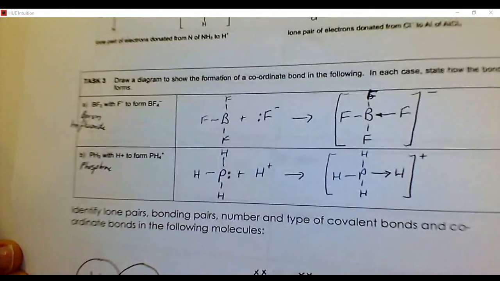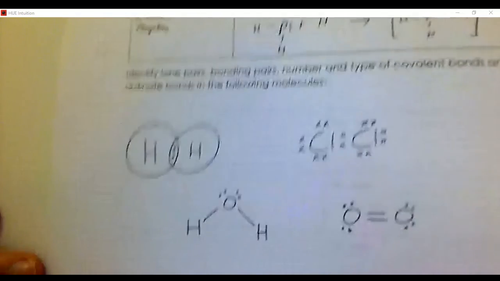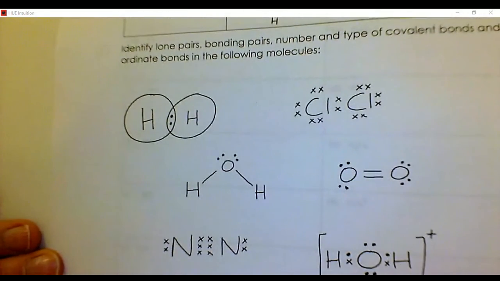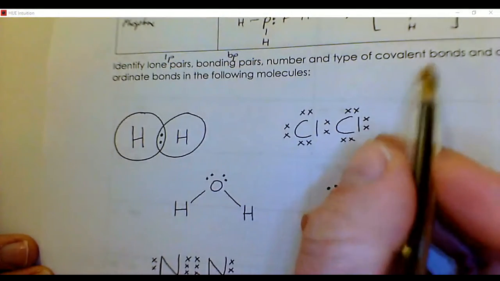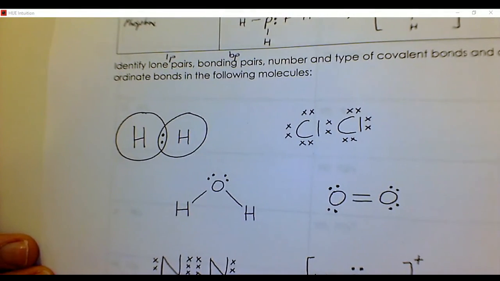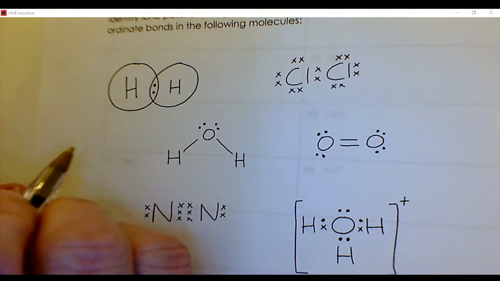Okay, and the last task is just to identify lone pairs, which you just call LP, bonding pairs, and the number and type of covalent bonds and coordinate bonds in the following molecules. So pause the video and try that, and then check the answers.